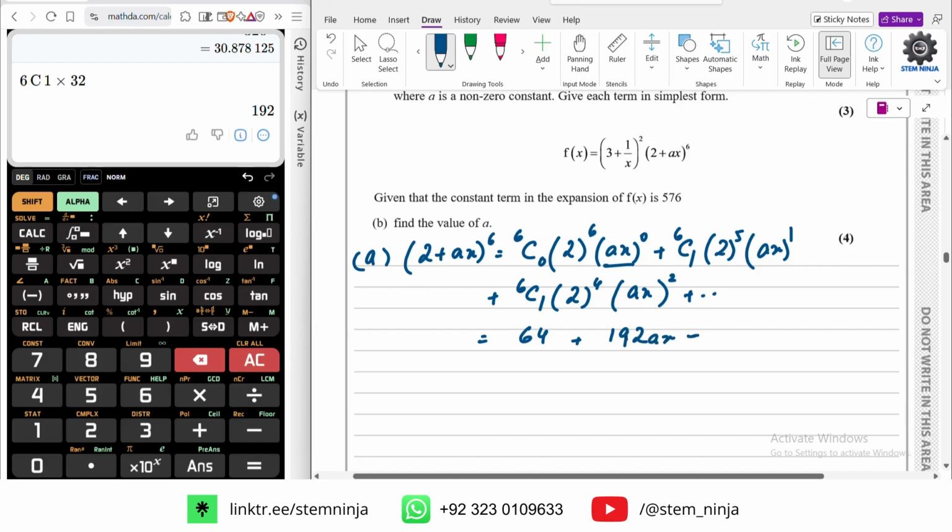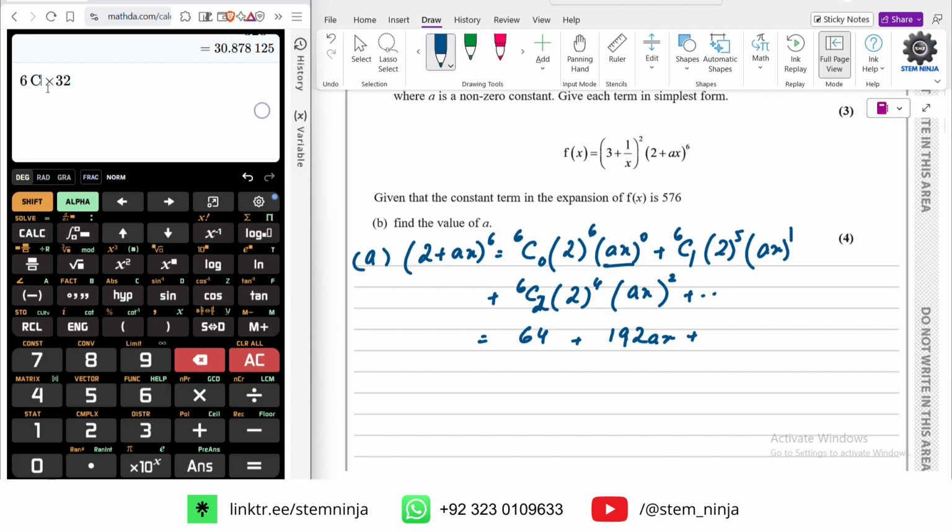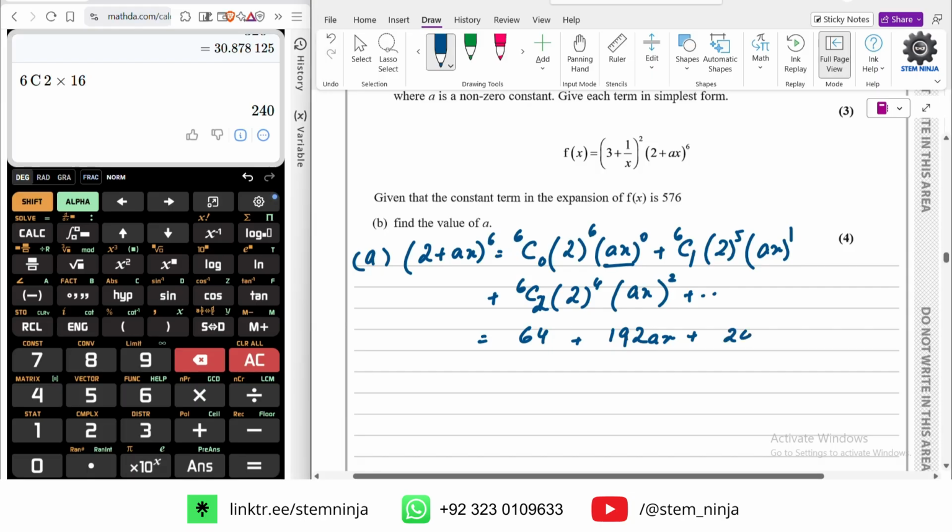Plus 6c1, so 6c1 times 2 raised to the power 5, which is 32, so 192 ax, and then this is 6c2, so 6c2 times 2 raised to the power 4, 16, which is 240 a squared x squared.